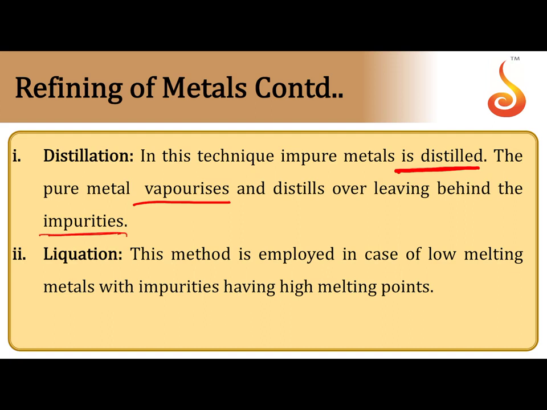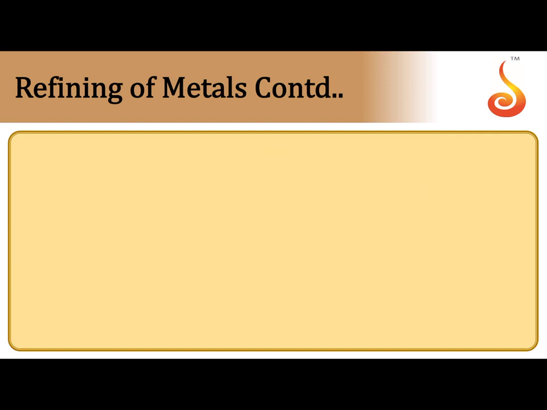Liquation. This method is employed in the case of low melting metals, when the metal has a low melting point when compared with the impurity metal. When it is heated to high temperature, the metal is first liquefied, leaving behind the solid impurity metal.